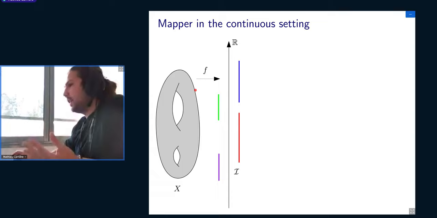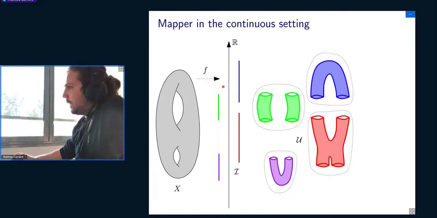That's usually, so if you parameterize the image and then you compute the pre-image of each cover element, of each interval, you end up with a cover of the space itself, like this, right? And there's a little technical step in which you separate the connected components, right? Like I detect that I have two connected components here, so I refine that into two different elements.